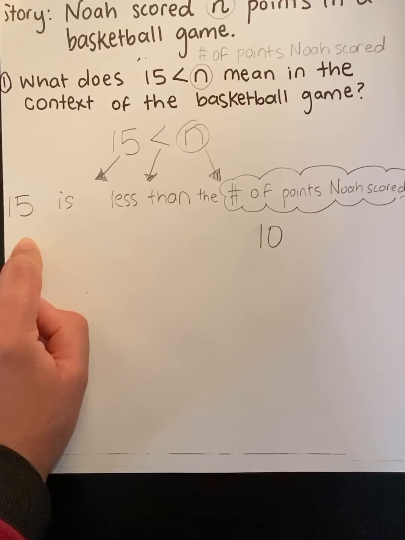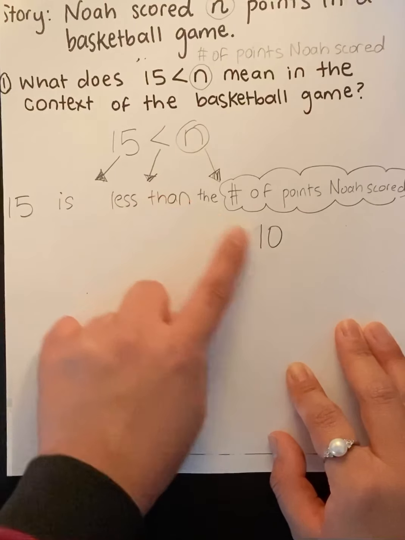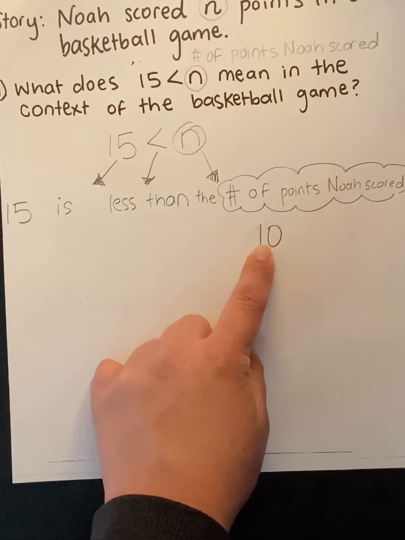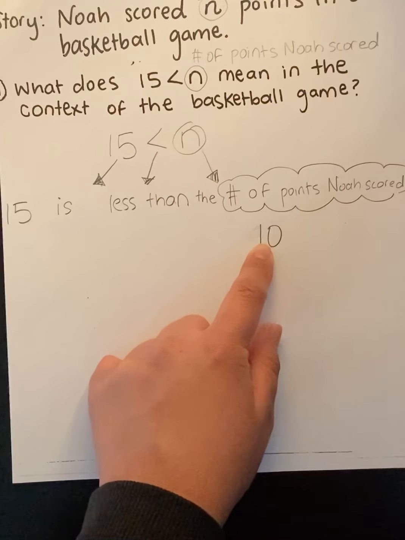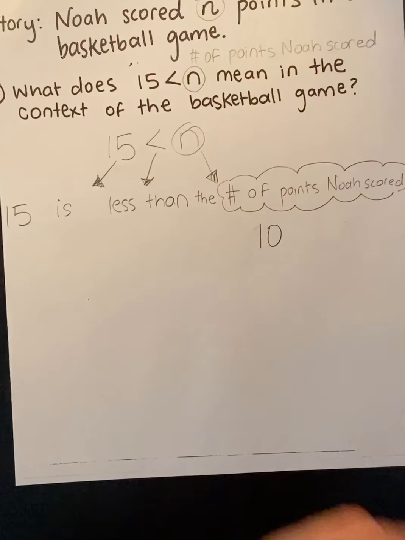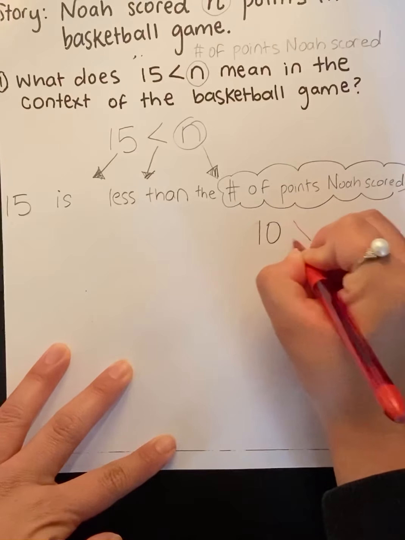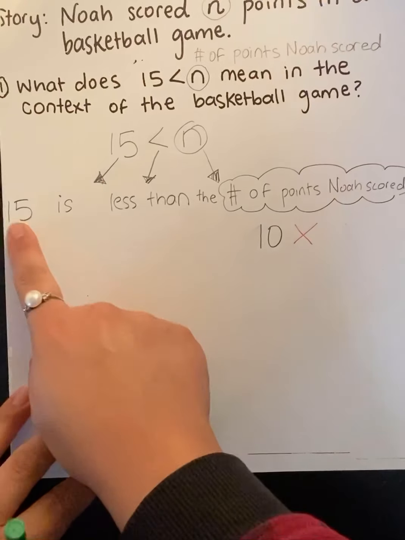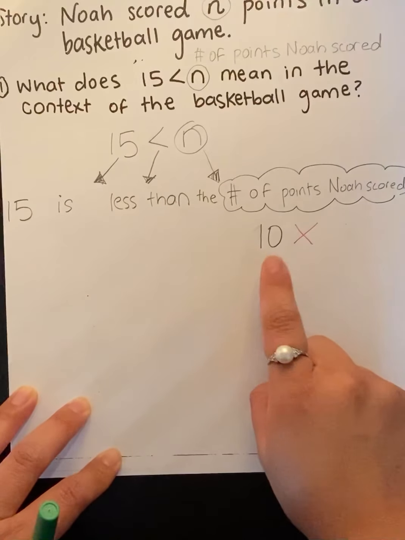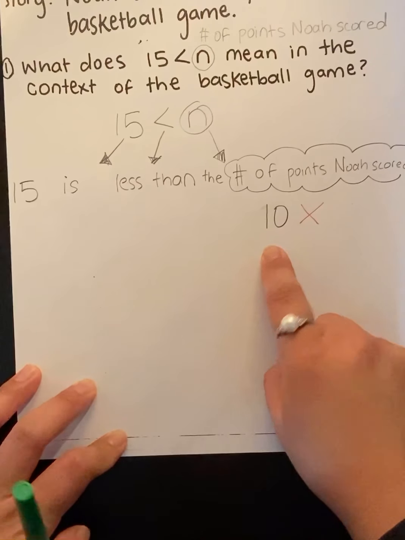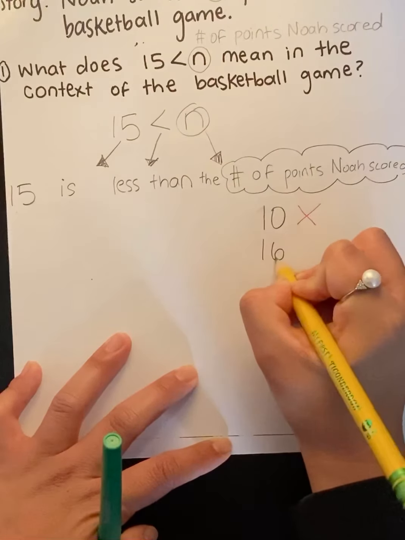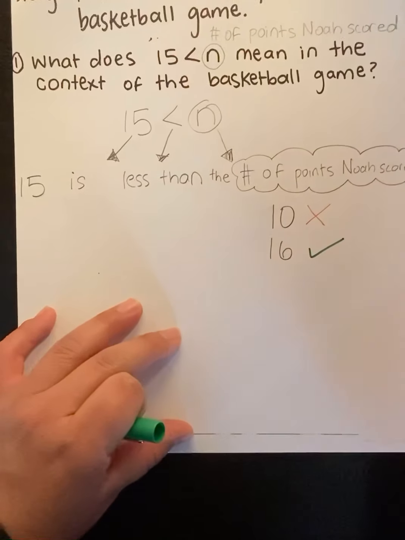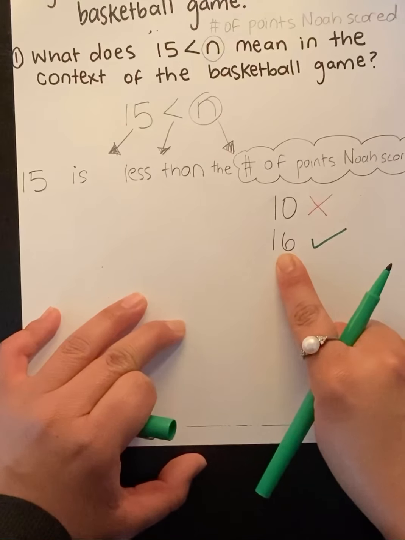So 15 is less than 10. Is 15 less than 10? I know that is false. 15 is not less than 10. 15 is greater than 10. So what I'm going to do is write an X. Let me think of another number. Let's say 16. 15 is less than 16. Oh, that is true. So Noah could have scored 16 points in the basketball game.